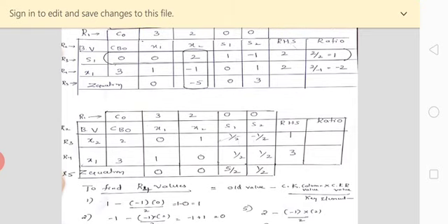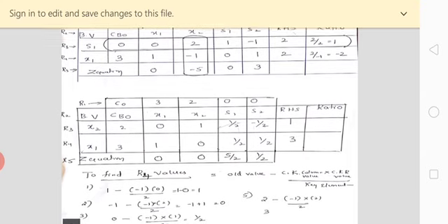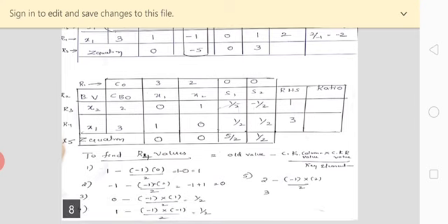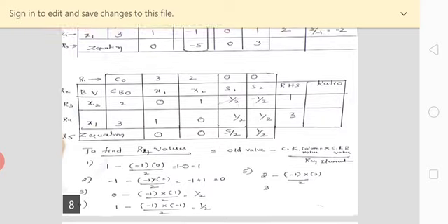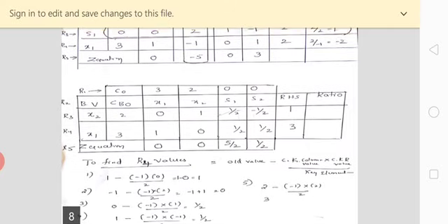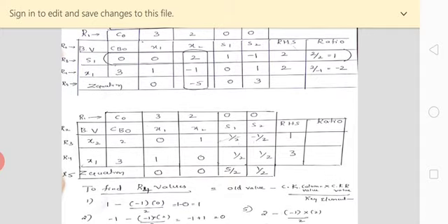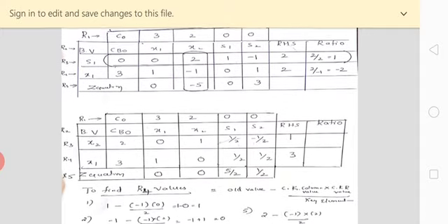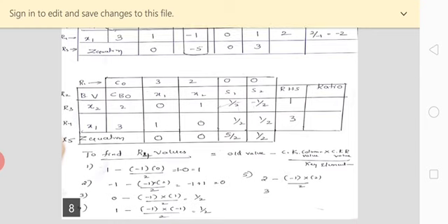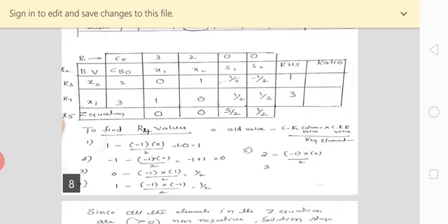Similarly, for S1 under R4, the old value is 0, minus the corresponding key column, which is common, minus 1, into the corresponding key row value, which is 1, divided by the key element: 1 by 2. Similarly, for S2 under R4, 1 is the old value, minus minus 1 into the corresponding key row value, that is minus 1, divided by 2, you will get 1 by 2. For the RHS value, the old value is 2, minus minus 1 into the corresponding key row, 2, and if you do it, you get 3. Yes or no? This is how you get the new R4 values.